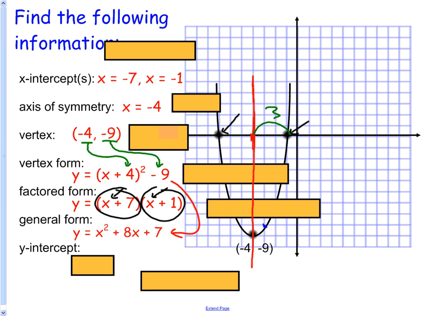Either way works. And last is the y-intercept, the easiest question of all. It's just found in general form at the end right there. The x-intercept is where, or the y-intercept is where x is 0. So I'd put in a 0 here and here, and it would make it 7.